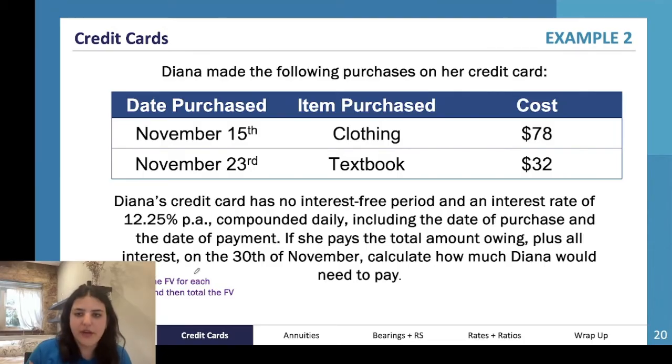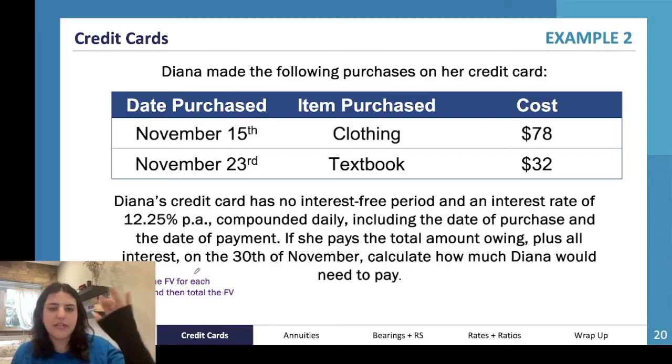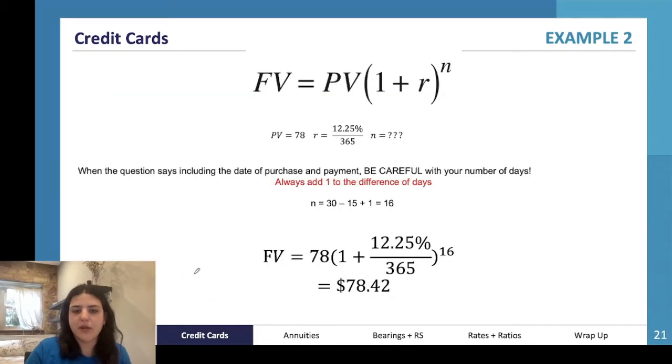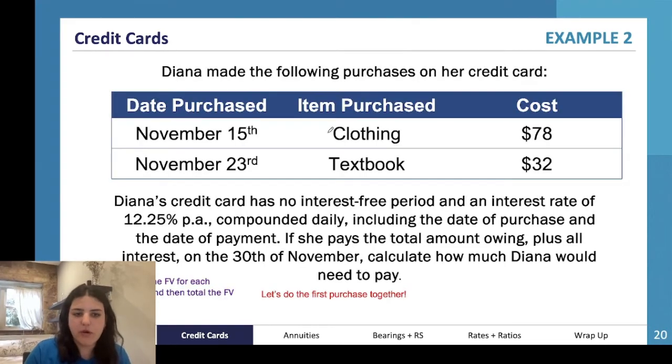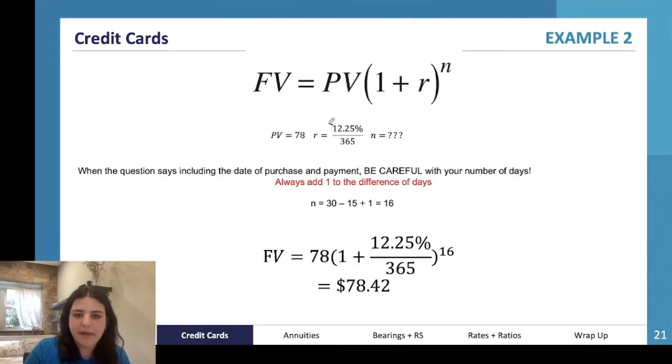Okay. So, going through this, we need to calculate the future value for each purchase and then the total future value at the end. So we need to do November 15th, then November 23rd, then the 30th of November. So we'll do the first purchase together. We've got the future value equals present value times (1 plus r) to the power of n. So our present value for that clothing item was $78 on the 15th. So we have our rate as well, which was 12.25% compounded daily. We pop that in here.